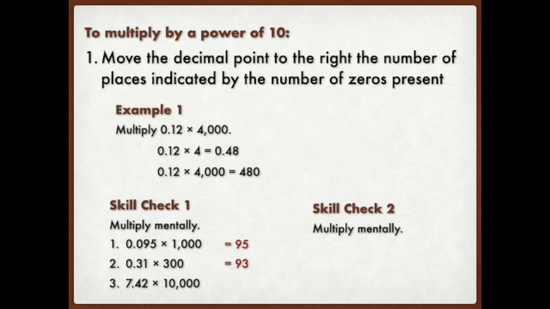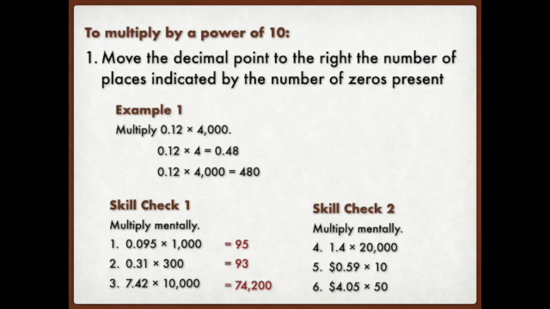Okay, let's do it again. This is an easy one. 7.42 times 1. Okay, that's going to give me 7.42. And then I'm now going to move to the right 4 places because of the 4 zeros. And that will give me 74,200. Okay, I want you to go ahead and do the next 3, 4, 5, and 6 on your own. Go ahead and pause this, check it.